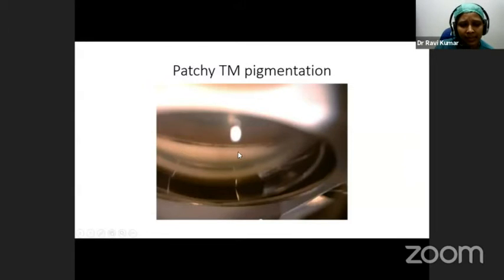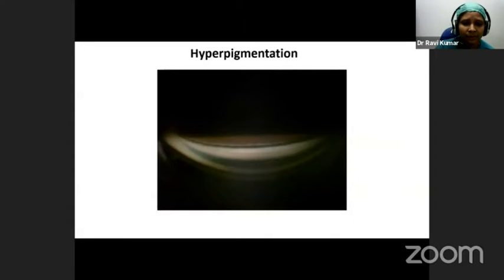Sometimes we can see this patchy TM pigmentation, trabecular meshwork pigmentation, when we do gonioscopy. Whenever we see it, we should think of intermittent iridotrabecular contact occurring in them. So these eyes are at risk of angle closure.